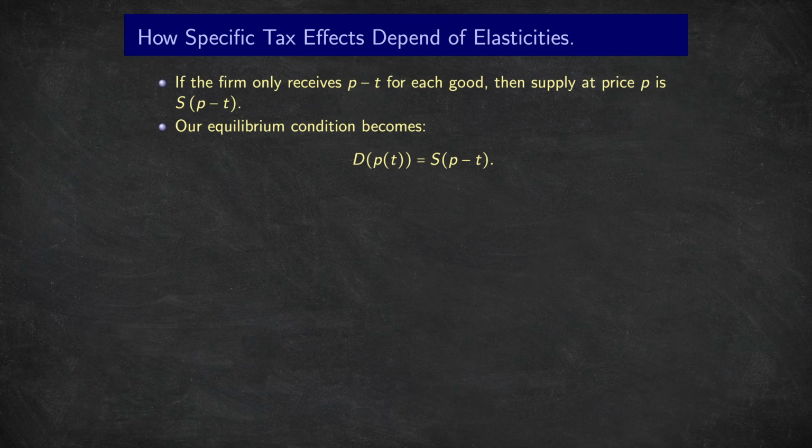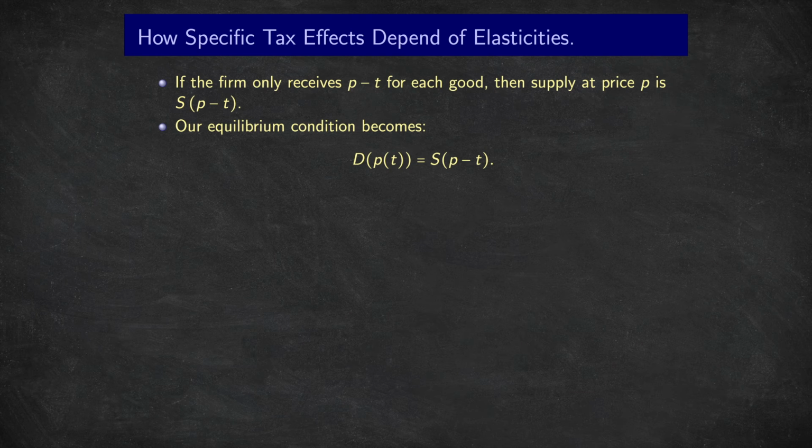Now, if the firm only receives P minus T for each good, which means we're taxing the firm directly for every unit they sell, well, in that case, how much are they willing to supply when the market price is P? Well, they only receive P minus T for each good. So that's the amount that they will plug into their supply function. That will give them the profit-maximizing quantity to supply to the market when the price is P. They use P minus T in the function.